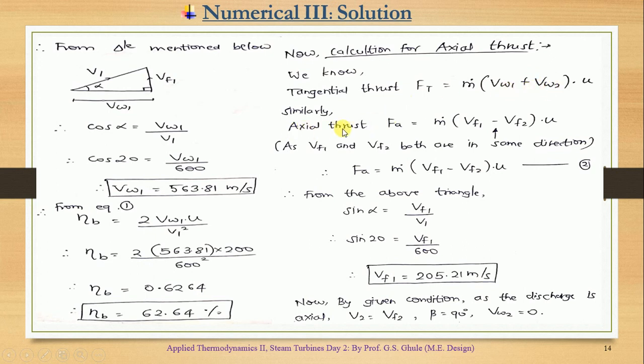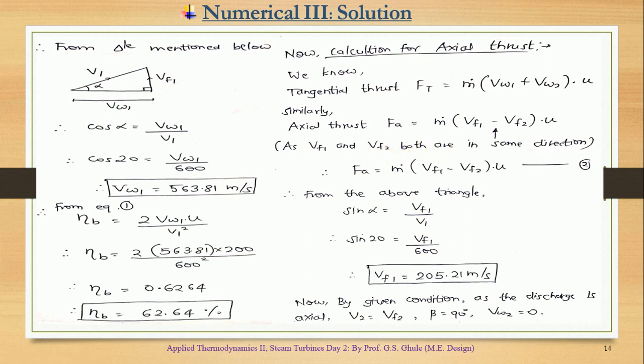Now whenever I talk about axial thrust, it is responsible, or related, with flow velocity. So you can see m dot (Vf1 minus Vf2) into U, correct? Now why this minus sign? Because we already know, whenever I talk about this minus sign, it is because Vf1 and Vf2 are both in the same direction, correct?